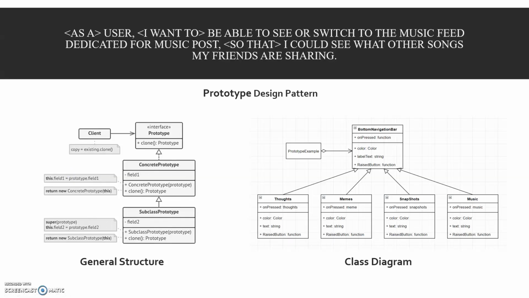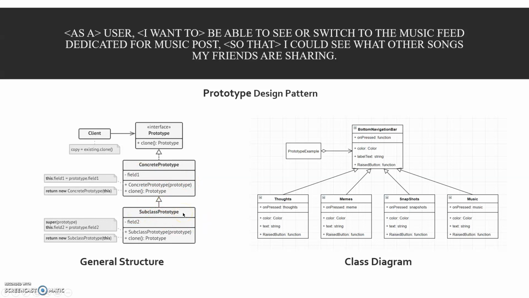So as a user, I want to be able to see or switch to the music feed dedicated for music posts so that I could see what other songs my friends are sharing. This child user story uses the prototype design pattern, and the general structure is that we have a client and a prototype, and the prototype has a concrete prototype and its subclass prototype.